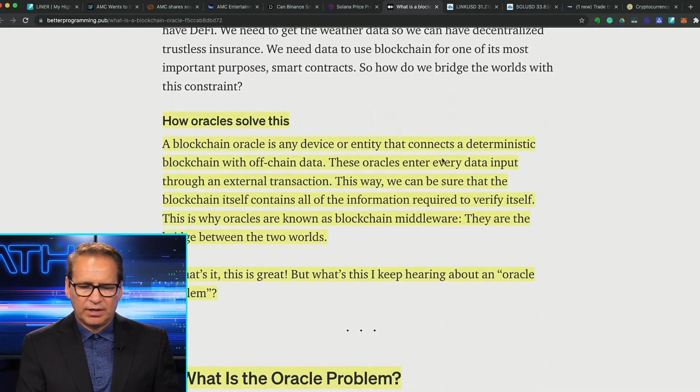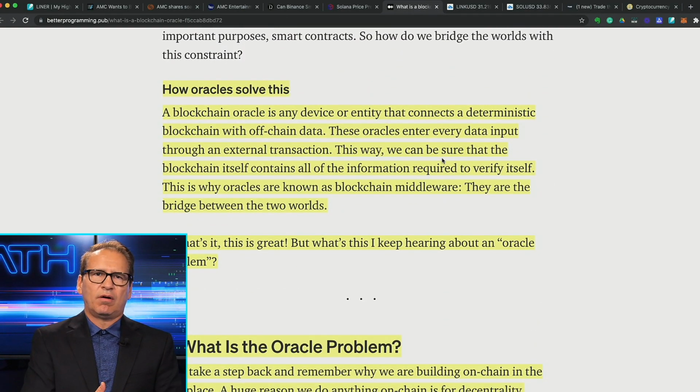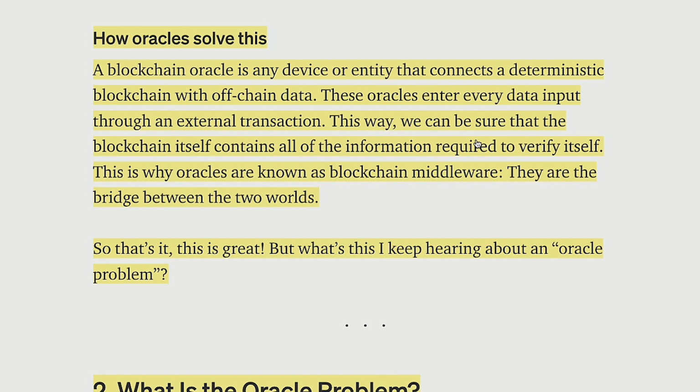And I want to go down here on how Oracle solved this problem. So basically an entity or device that connects a deterministic blockchain with off-chain data. Now, if you understand, blockchain data is a very deterministic process, that's why it essentially is unhackable to a certain extent, and it becomes something that is very easy to verify. That's the biggest scenario that oracles represent. That is also the oracle problem, as I mentioned.